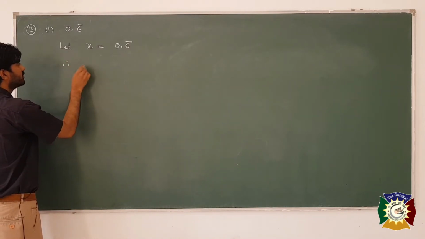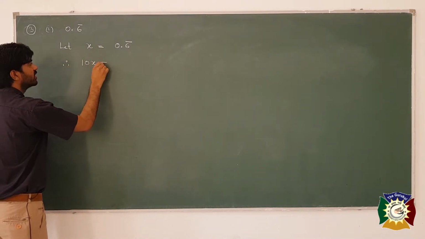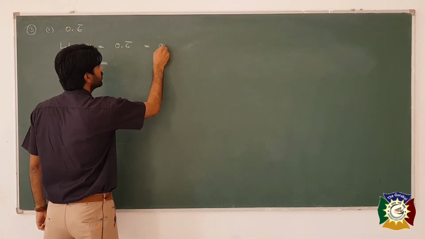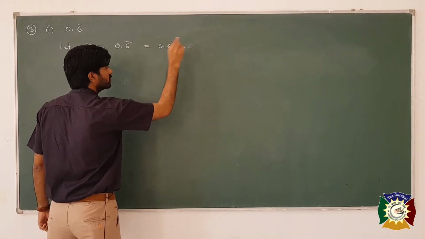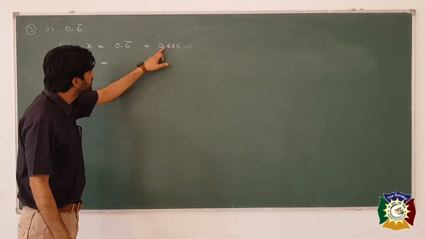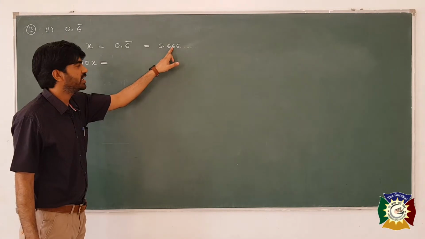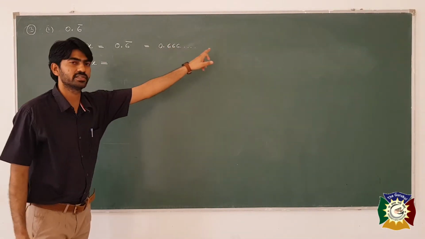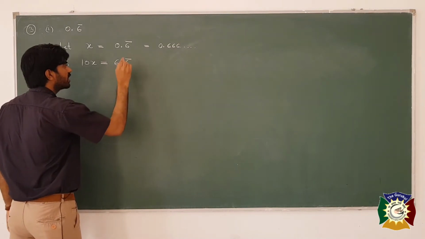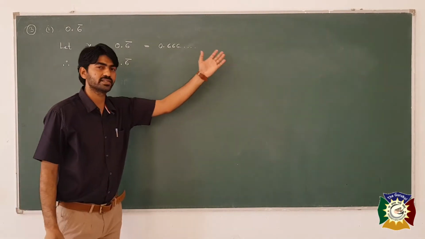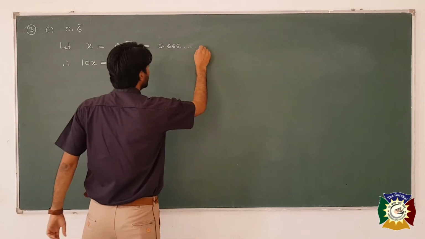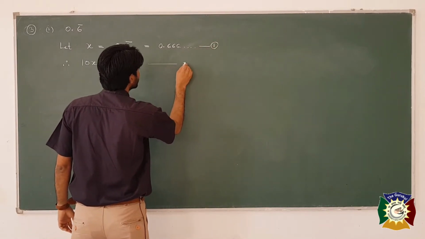Therefore, 10x will be, now look, this is 0.666 and so on. If I multiply this number by 10, the decimal will move and it will become 6.66666 and so on. So it will be 6.6 with a bar on 6 again, because many 6s are being repeated. Suppose this is equation 1 and this is equation number 2.